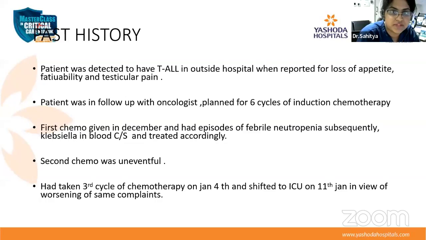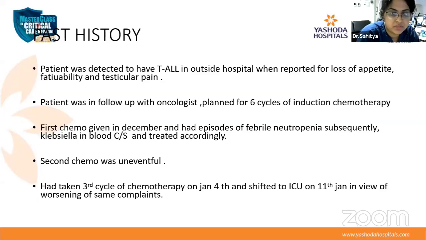The background history of this patient: the patient was detected to have TALL in the outside hospital when reported for loss of appetite, fatigability, and testicular pain. He happened to have these symptoms for 3 months, after which he was detected to have TALL. Patient was in follow-up with the oncologist in our hospital. So he was planned for 6 cycles of induction chemotherapy initially. The first chemotherapy was given in December, and he had episodes of febrile neutropenia after that. Subsequently, there was Klebsiella in the blood culture, and he was treated accordingly in the ward.